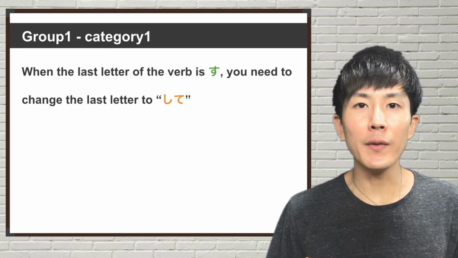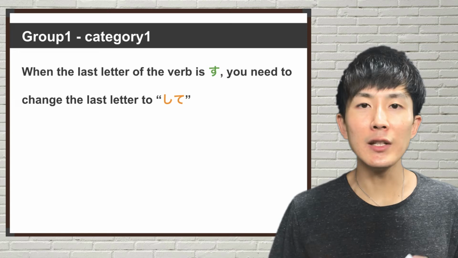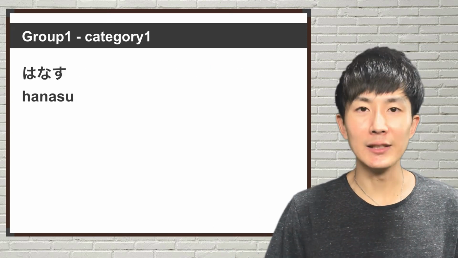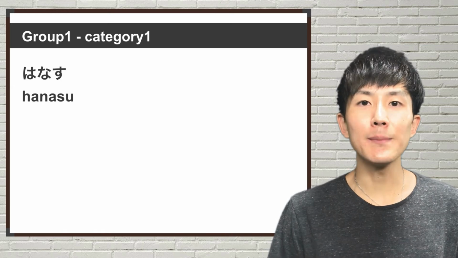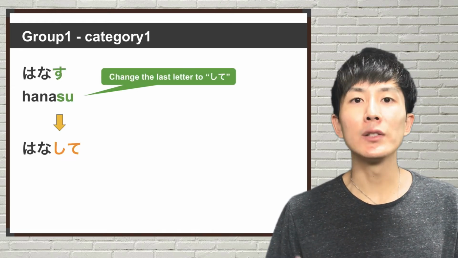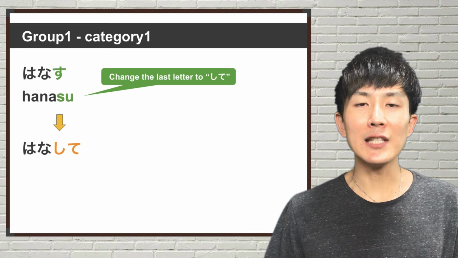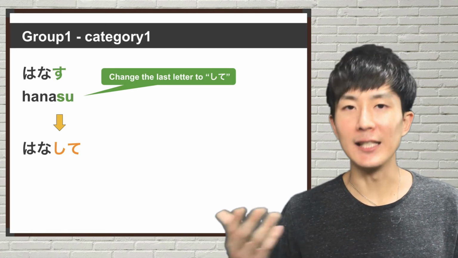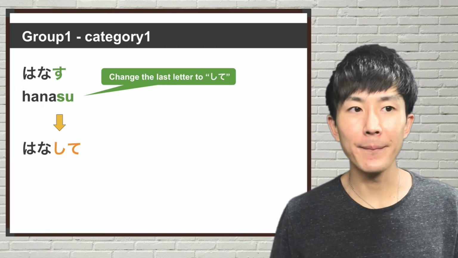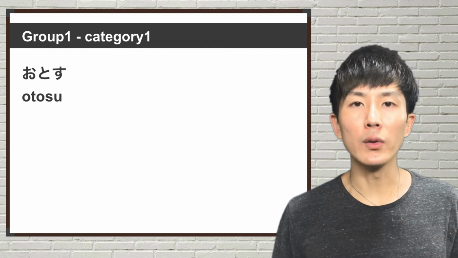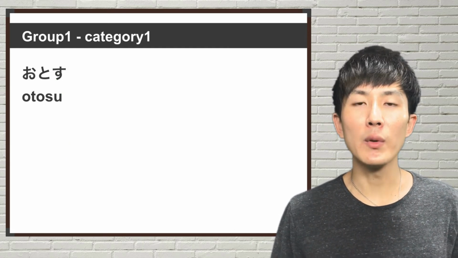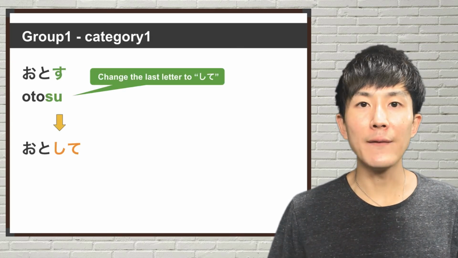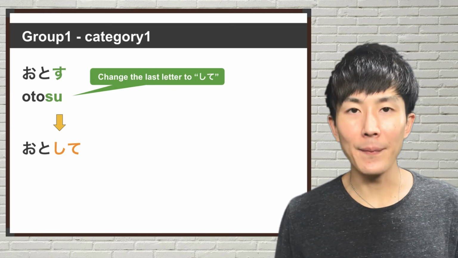Okay, I'm going to talk about category 1 first. When the last letter of the verb is su, you need to change the last letter to して. For example, 話す, which means speak. The last letter is su, so you need to change it to して. So it becomes 話して. Okay, one more example. 落とす, which means drop. The last letter is す, so it becomes 落として.